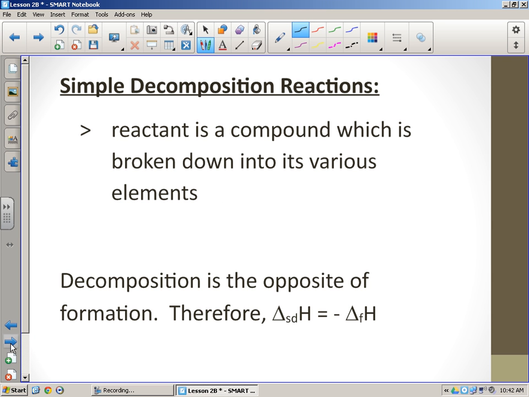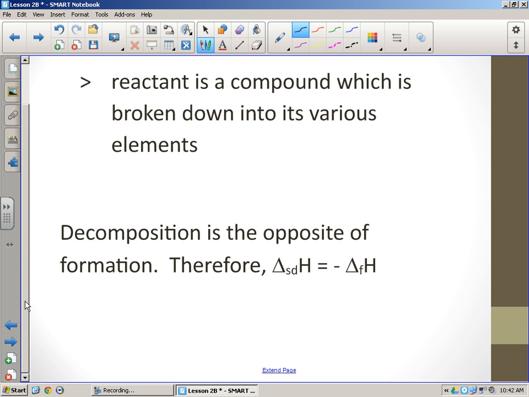So, decomposition, simple decomposition. The reactant, of course, is the compound which is broken down. So we're going to flip this around. We did formation: we took each element by itself and made a compound. Now we're going to take the compound and break it down into each element by itself. Sometimes you will see delta SD or simply delta DEC, or delta D might also be an option down here. We talked about that last day. SD just stands for simple decomposition, D would stand for decomposition. Either one, it doesn't matter, but it's decomp.